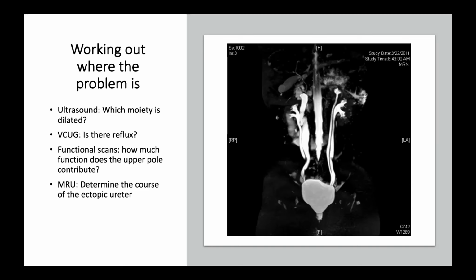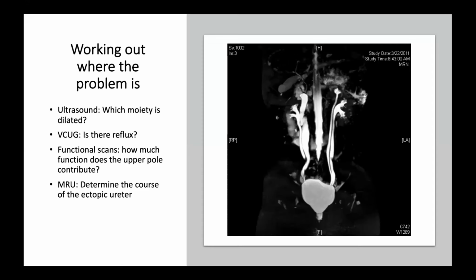And then we all have difficulty with the units that are in the moieties that are contributing between 10 and 20%, although I think most of us would probably try to preserve them. MRUs are, I think, to be honest, less useful than what we would like them to be, but they are useful in determining the course of an ectopic ureter, especially in patients who don't have dilatation or hydroureter, and you are really suspecting an ectopic ureter in incontinent girls.